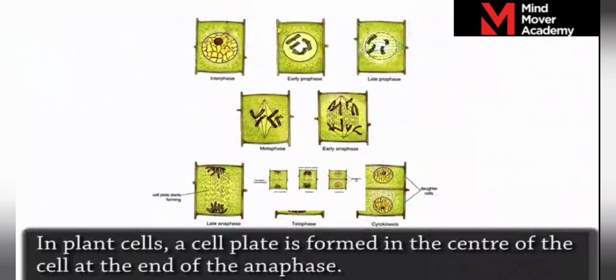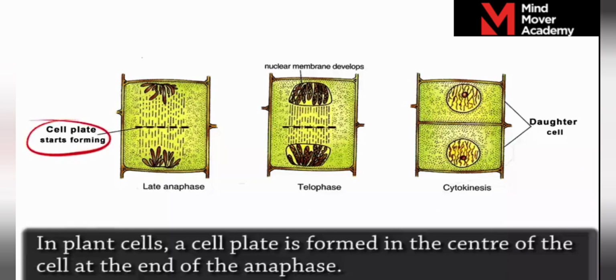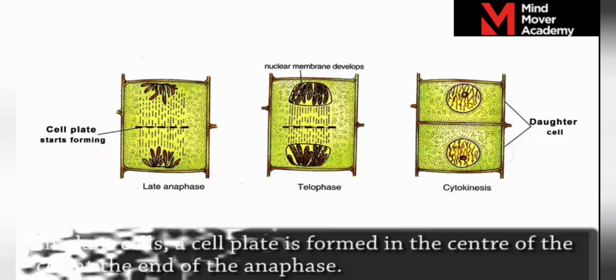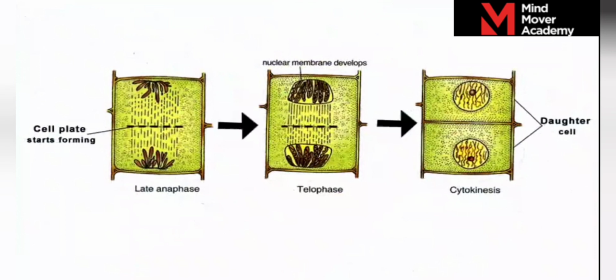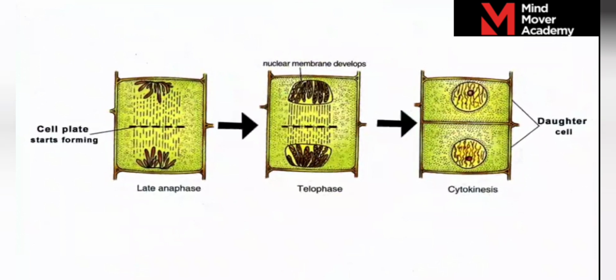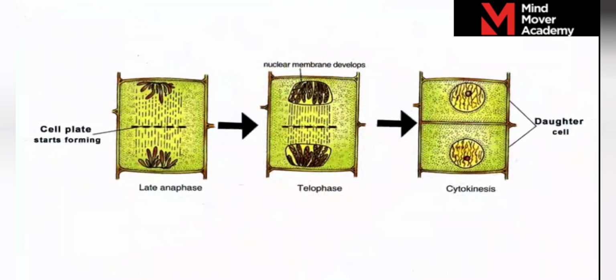In plant cells, a cell plate is formed in the center of the cell at the end of the anaphase. The cell plate extends on either side until it completely divides the cell into two daughter cells. In animal cells, cytokinesis starts from the periphery and proceeds towards the center. But in plant cells, cytokinesis starts from the center due to cell plate formation and extends towards the periphery.